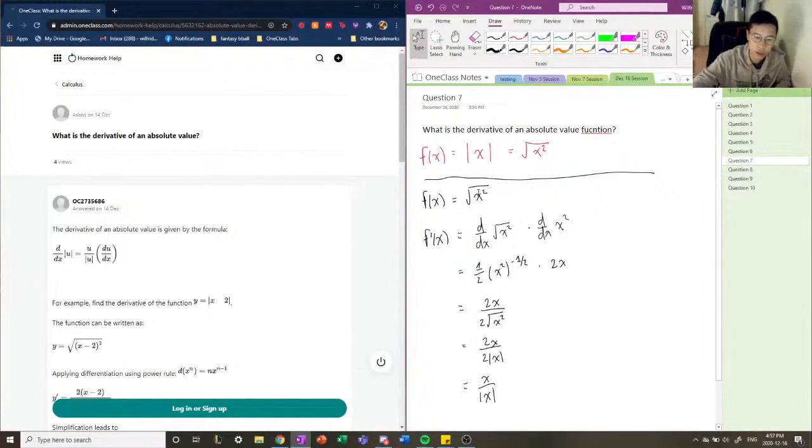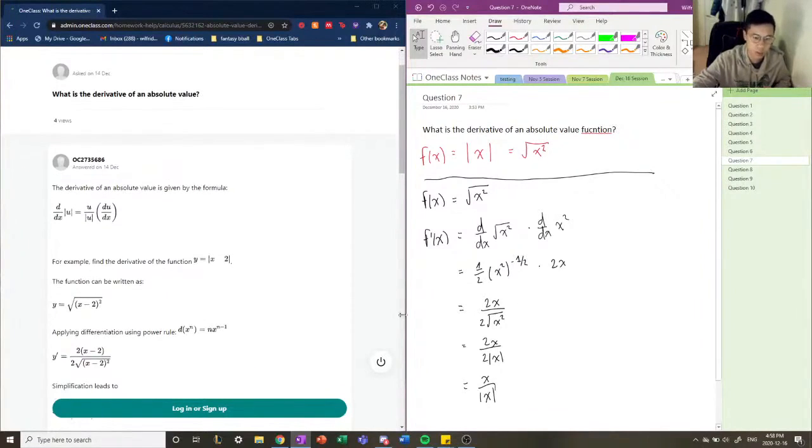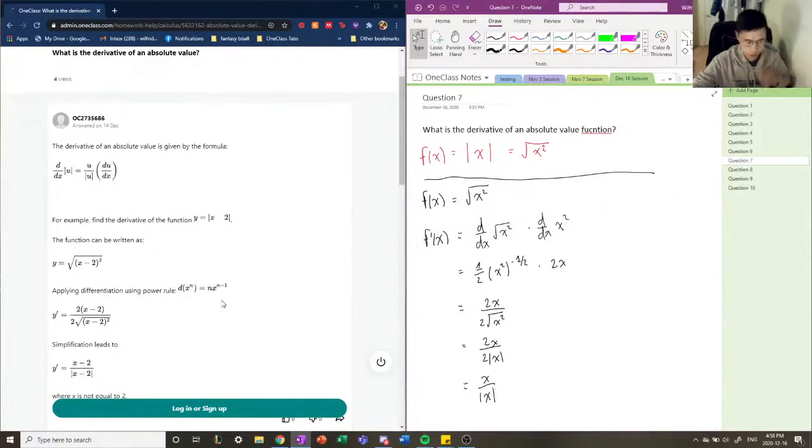So that's how you find the derivative of the absolute value function, because we don't really know how to work with the notation of the absolute value function. So we reinterpret it, or we change it to a notation that we're more familiar with, which is just root of x squared. And by doing so, we calculate the derivative, and then we sub back in our absolute value function, and we're done.